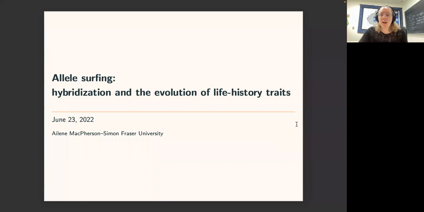The first is a story about hybridization, the story about the consequences of range expansion, or what happens after range expansion. And then the second one is a story about complex traits evolving during range expansion.